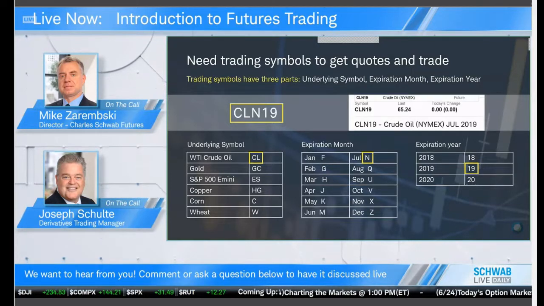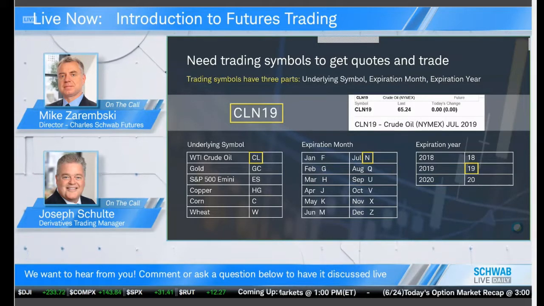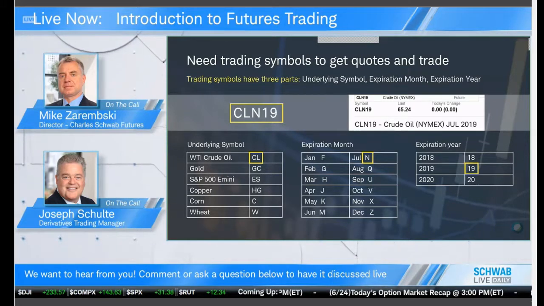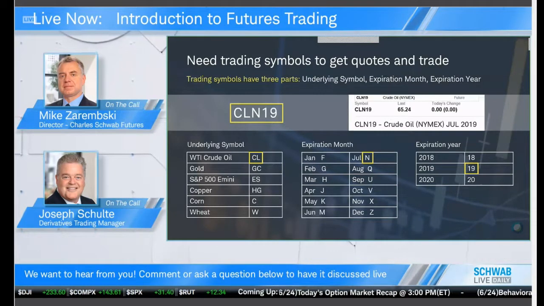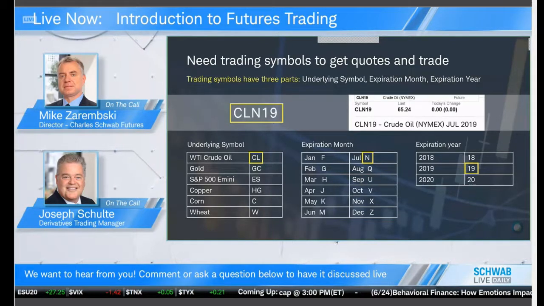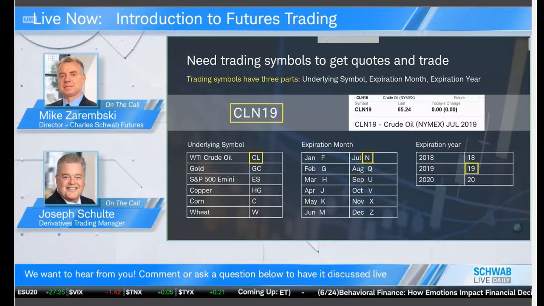I gave you an example here on the far left. There are some of the more popular products and what the root symbols are, such as WTI crude is CL, gold is GC, the E-mini S&P 500 is ES, copper is HG, corn is C, wheat is W. So that's the first part of a futures symbol.